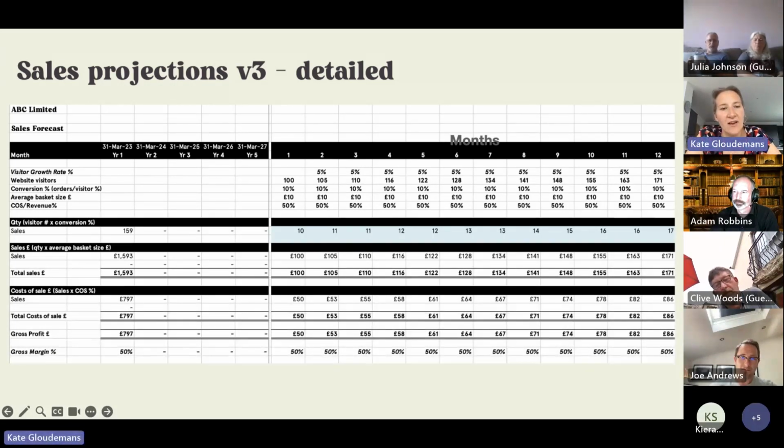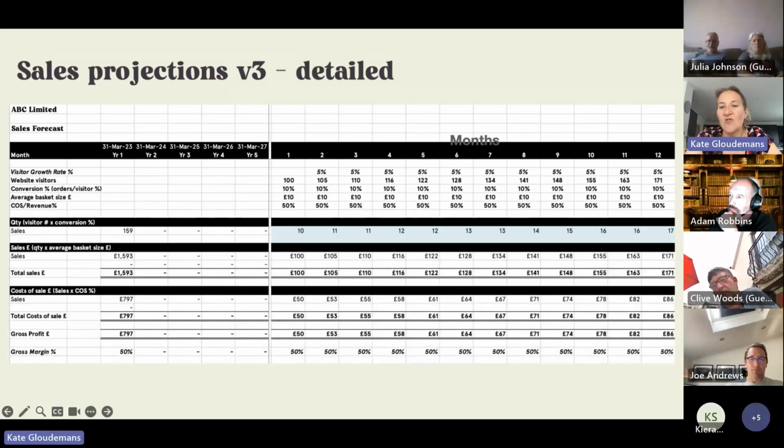That's saying, actually, I know that 10% of visitors to the website order from me. So that's converted that. And then I've said, I know that on average, people pay £10 a month, £10 each time they buy from me. So as a result, that has flown through and told me how many salespeople are going to buy and the items they're going to buy from me. So this revenue has gone up quite a lot as a result.